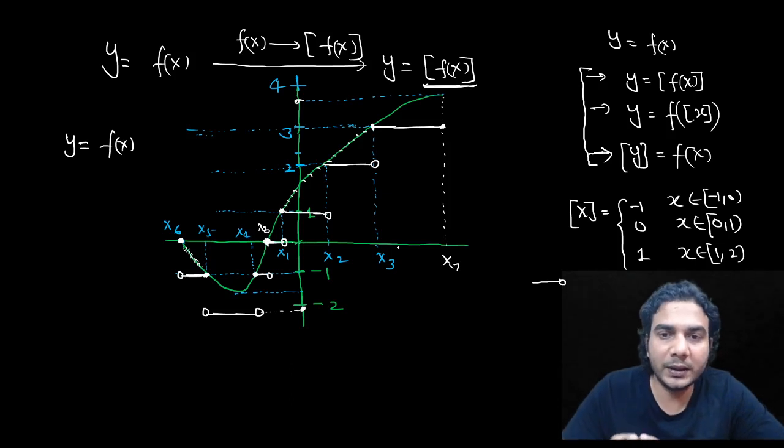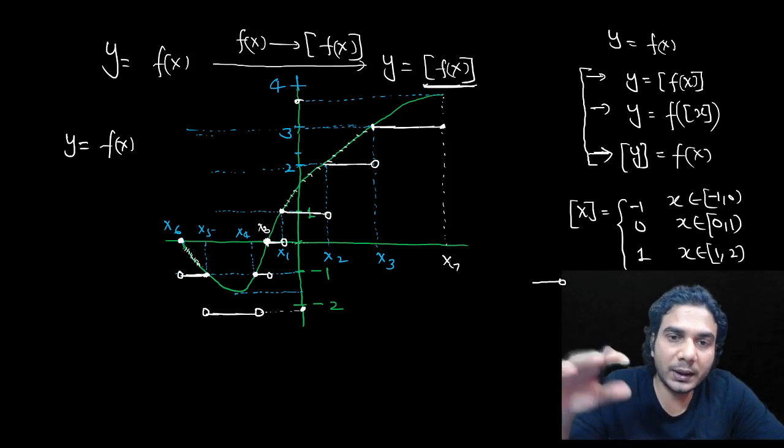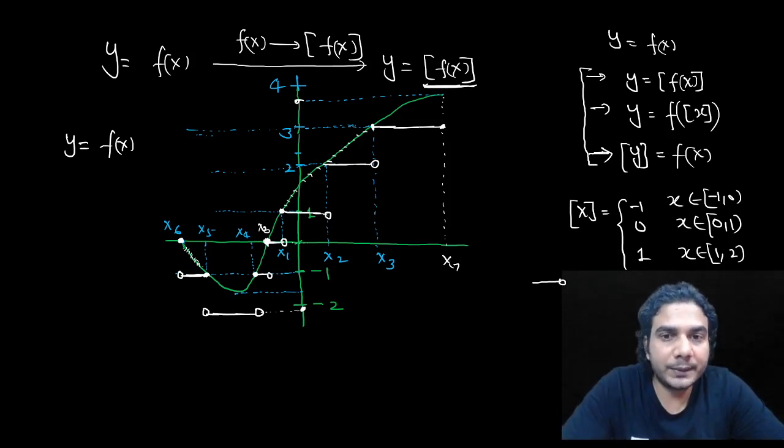So in this way you make it. First you need to plot the graph of y equals f(x), then draw horizontal lines, and after that you can plot. So if the graph is completely increasing or decreasing, then it is very easy to plot the greatest integer function. So I'll give you some examples, and that will make things more clear.